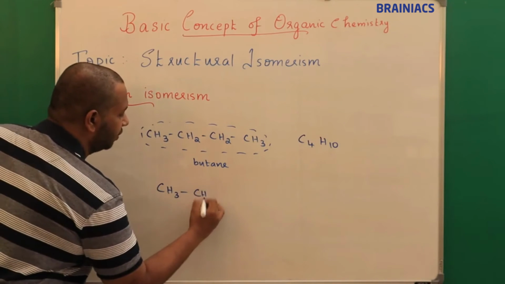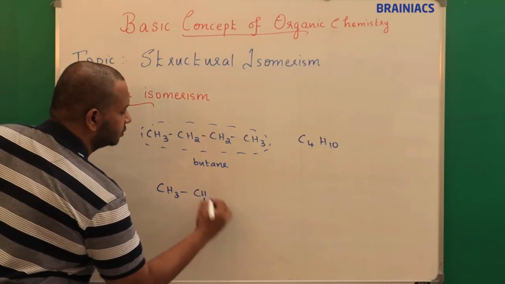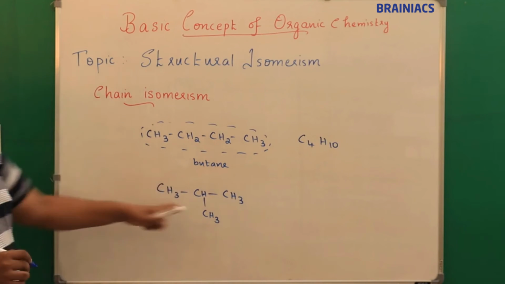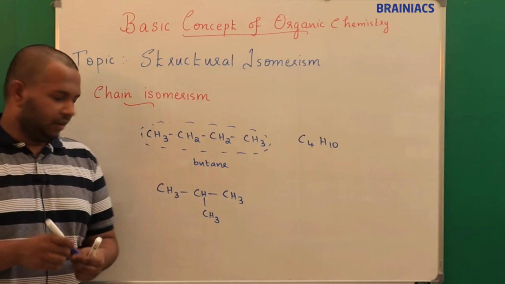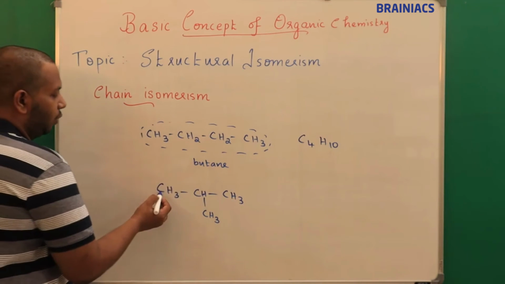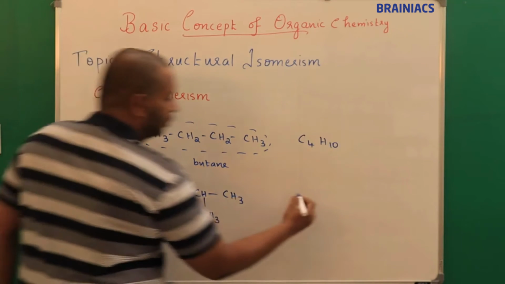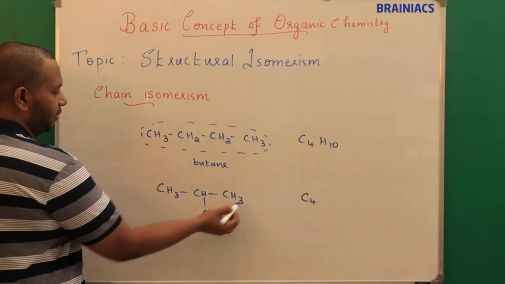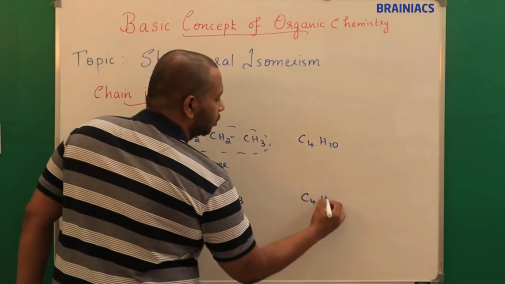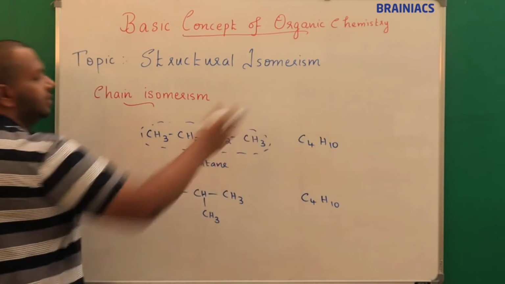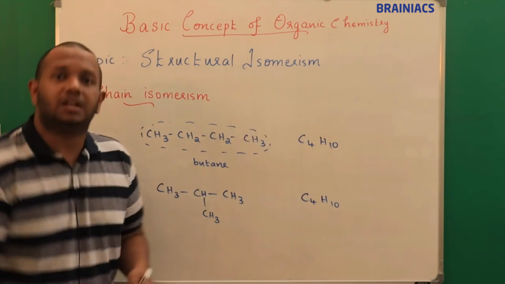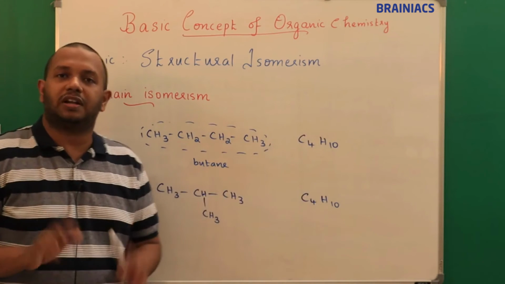And you need to tell me what is the relation between these two. Now tell me the next compound I have drawn. If I first count the formula: 1, 2, 3, 4. This is also having 4 carbon atoms and hydrogen atoms 3 plus 3 is 6, plus 3 is 9, plus 1 is 10. So both have the same molecular formula. If both have the same molecular formula, they will have the same molecular weight also, correct?